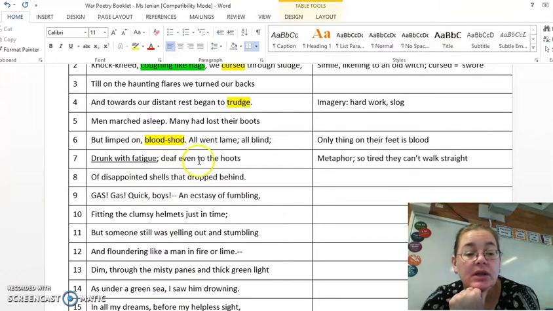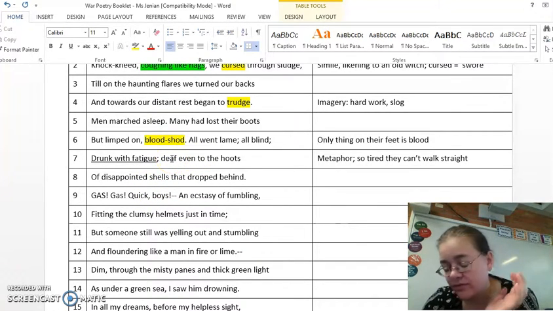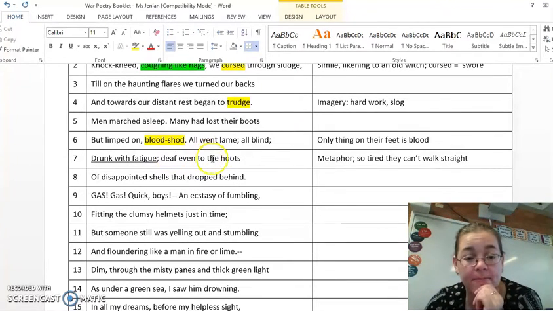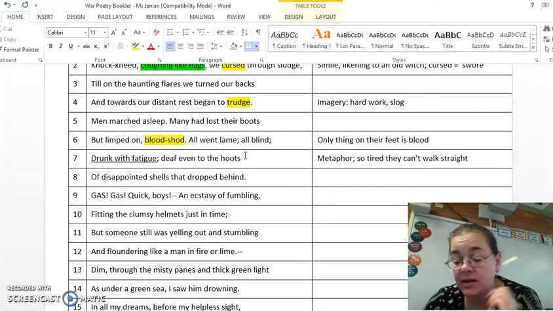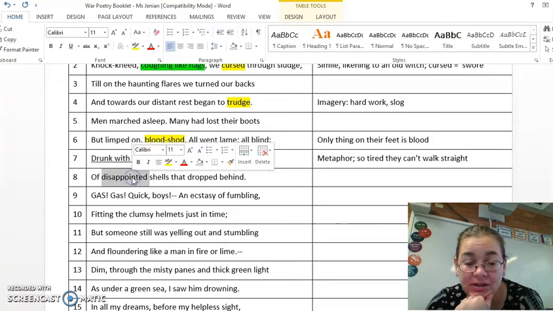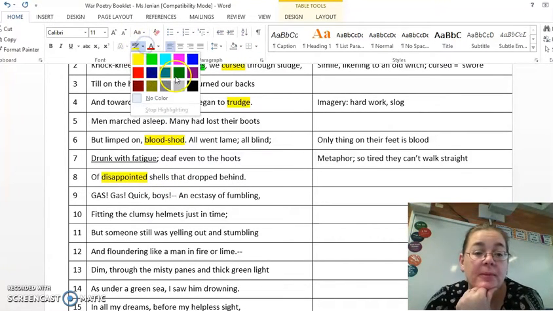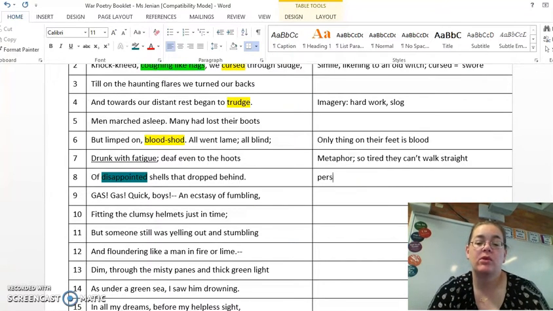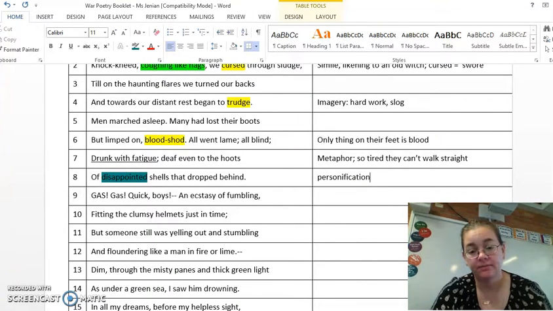Okay. So deaf, so they can't even hear, whether they have damage to their hearing because of consistent bonfire, artillery, that kind of thing. But maybe they're just past it. They can no longer hear it because they're so used to it. So deaf even to the hoots of disappointed shells. So disappointed, an artillery shell can't be disappointed. So there is an example, it is personification.